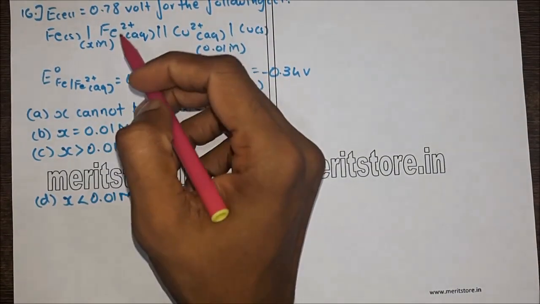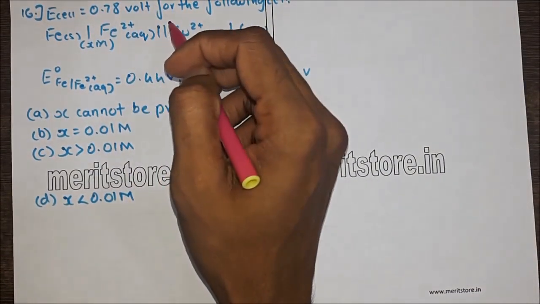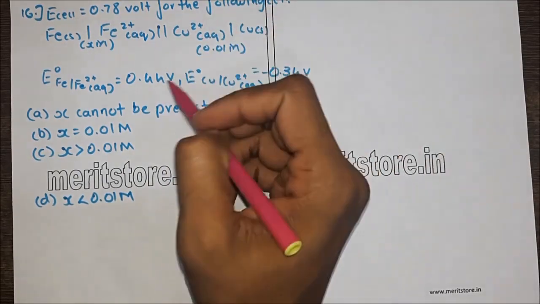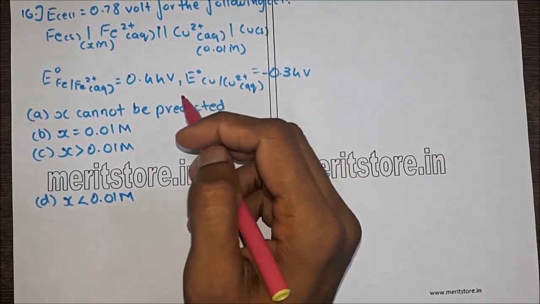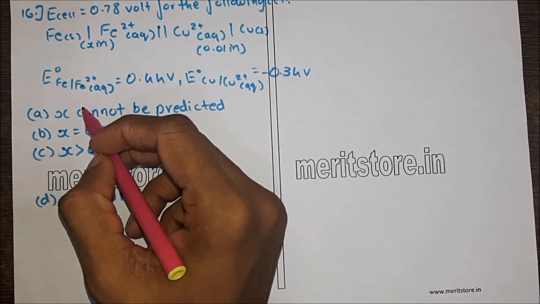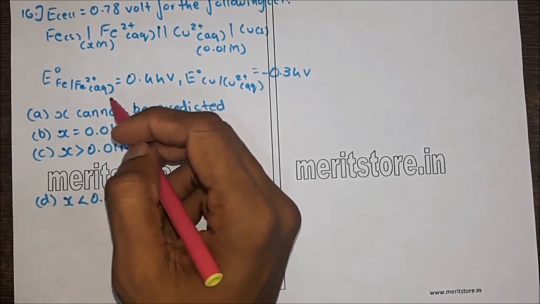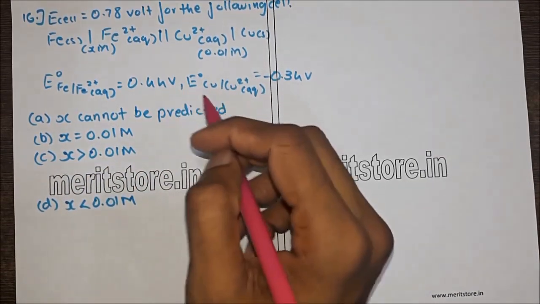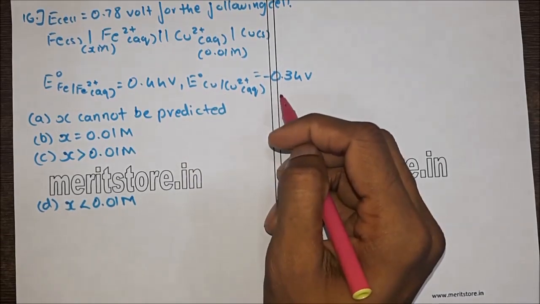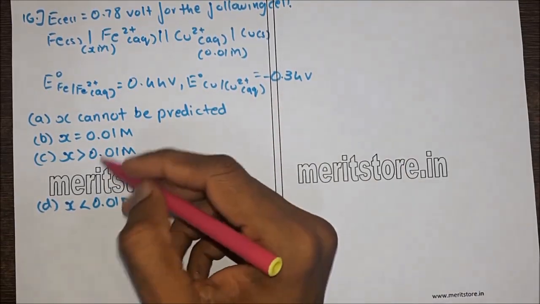Question 16. E cell is 0.78 volt for the following cell. We give it over here. For the standard cell potential for iron, we have 0.44 volt, and for copper we have minus 0.34 volt. So we are given 4 options over here.